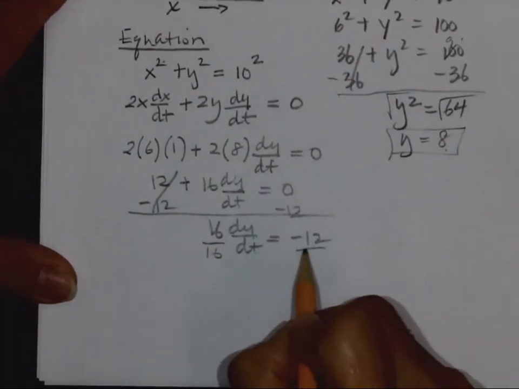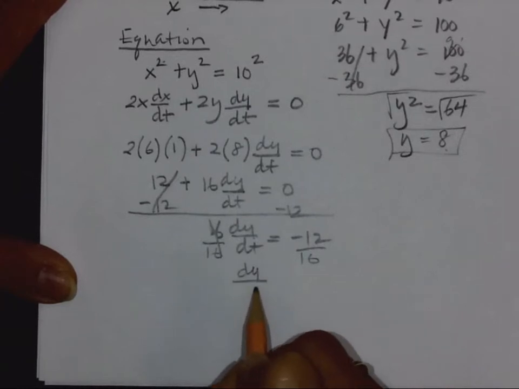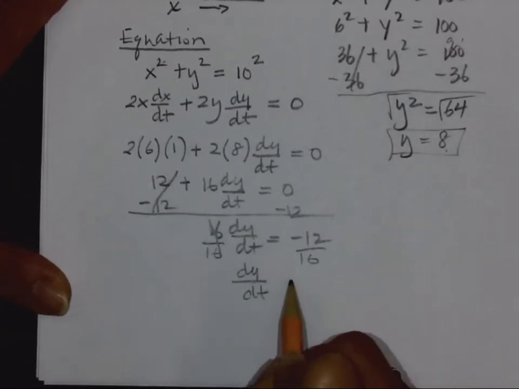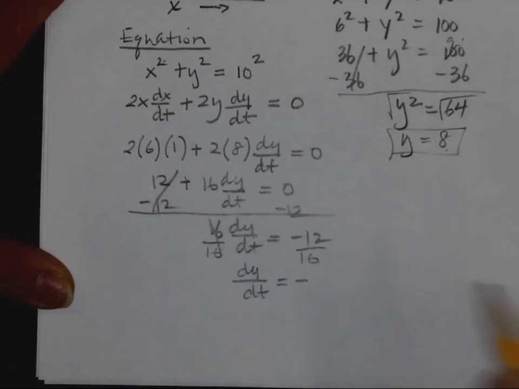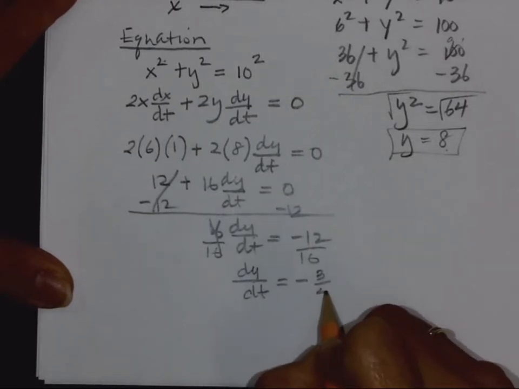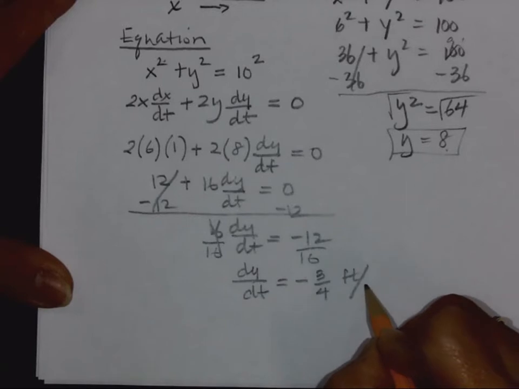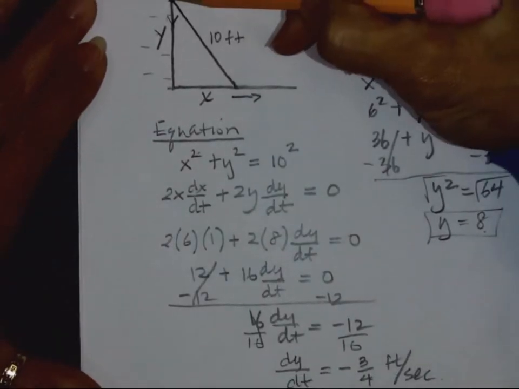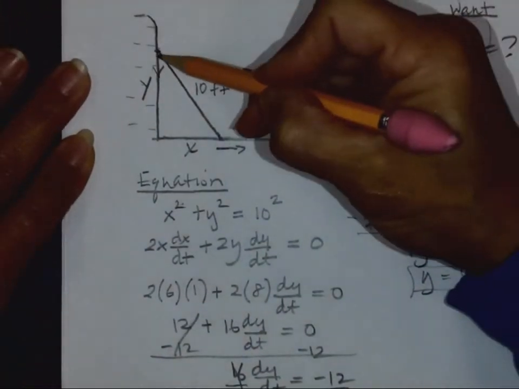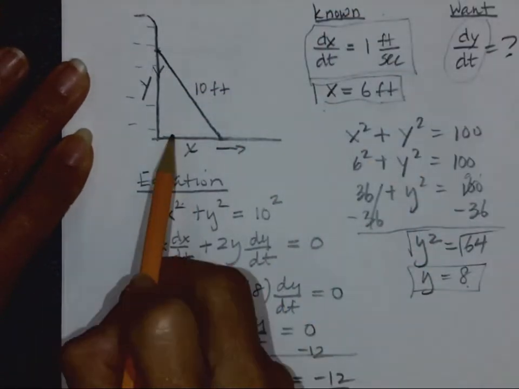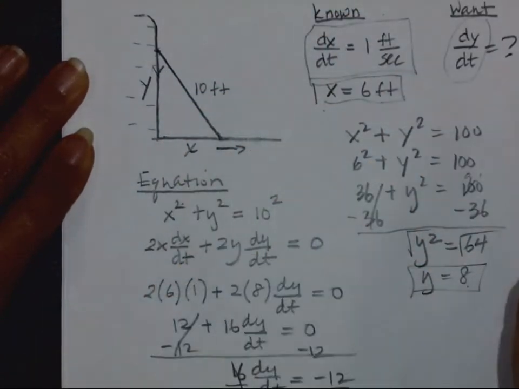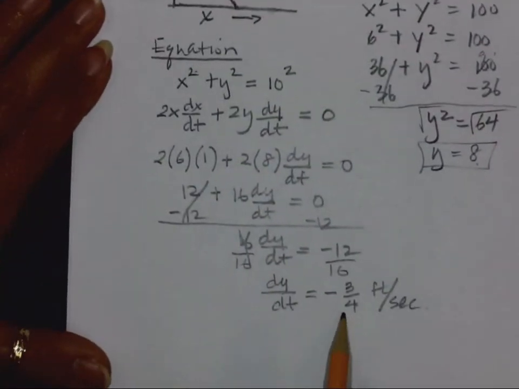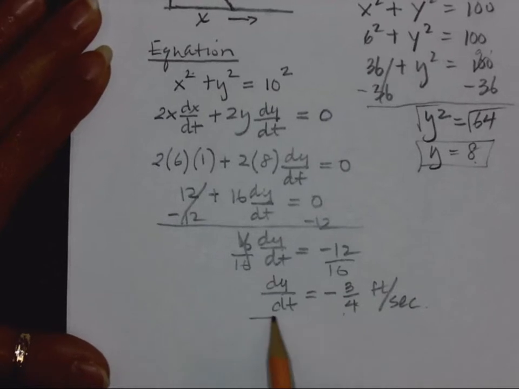And then when I divide by 16, the rate of change of the ladder sliding down the wall is negative 3/4 feet per second. And if you notice, it's negative because the distance of y is decreasing as x is increasing. So negative indicates that the rate of change is decreasing at the rate of 3/4 feet per second.